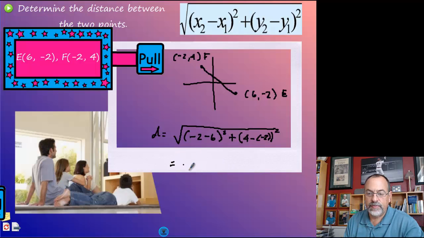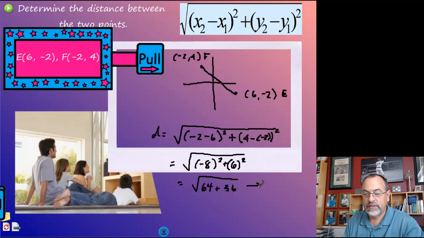So then I just go ahead and simplify this. -2 minus 6 is -8, and then 4 minus -2, two negatives make a positive, so that's 4 plus 2, which is 6 squared. Now again, this is a negative number, but when you multiply a negative by a negative, it's going to be positive, and I said this is always going to be positive, so keep that in mind. So I square 8 and I get 64. I add those two together, the square root of 100, and the square root of 100 is 10. So the distance, or the length of EF, is 10.